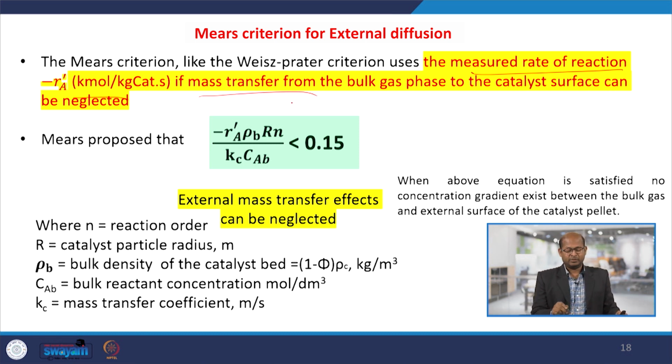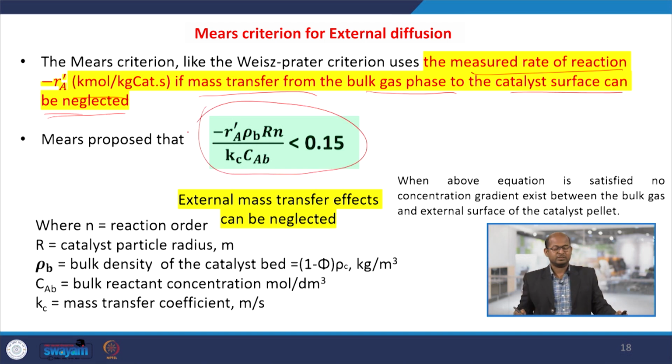per second, the mass transfer from the bulk gas phase to the catalyst surface can be neglected under these conditions. Mears has proposed these correlations. If (minus r_A prime) rho_b R n over k_c C_b is less than 0.15, then the external mass transfer effect can be neglected.